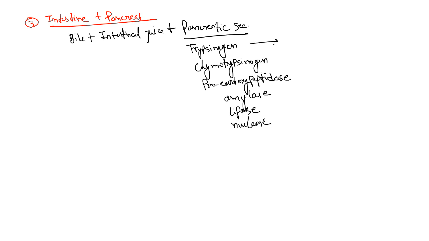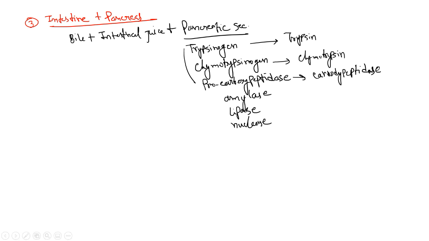Now this trypsinogen will be converted into trypsin, again a protein degrading enzyme. Chymotrypsinogen will be converted to chymotrypsin. They are polypeptide degrading enzymes, and they have different rules of cutting the polypeptide depending on the presence of the amino acids. Procarboxypeptidase will become carboxypeptidase. Okay. So these enzymes are all inactivated forms that are produced. They need to be activated before their action.